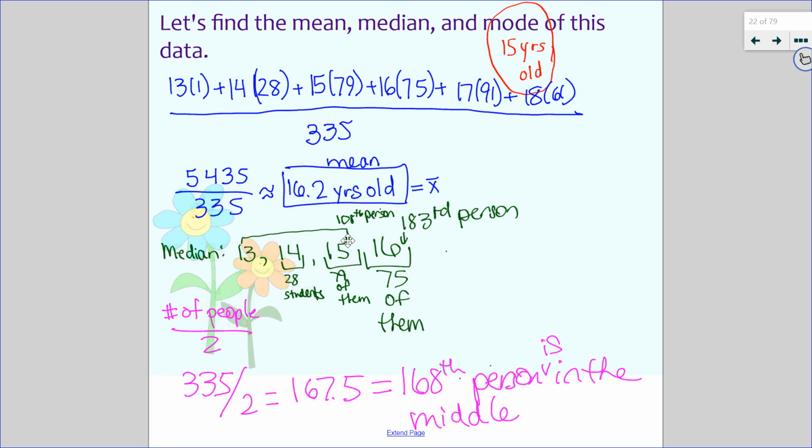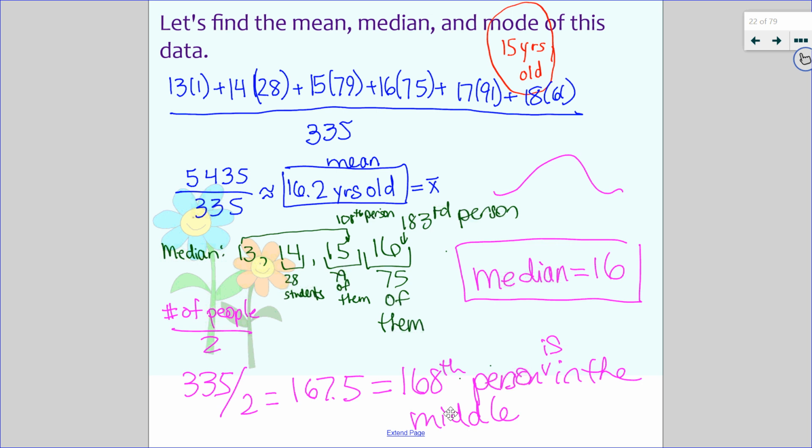So my 108th person was 15. My 183rd person was my oldest 16-year-old. But my 168th person is the person in the middle. Well, we know the person in the middle is the median person. So what is the median? The median is 16. So in this case, we must have very well balanced data.